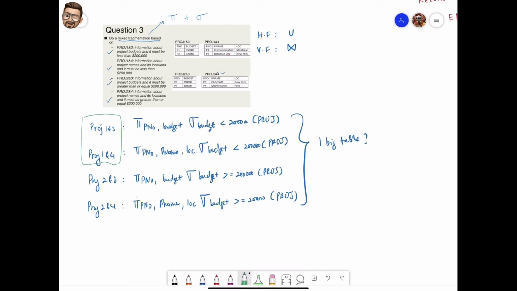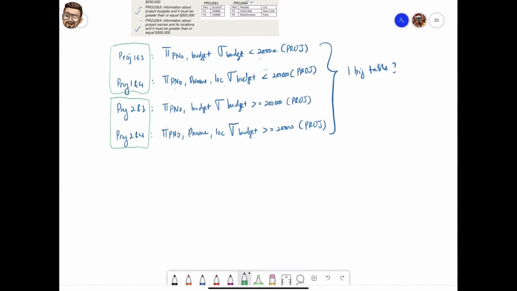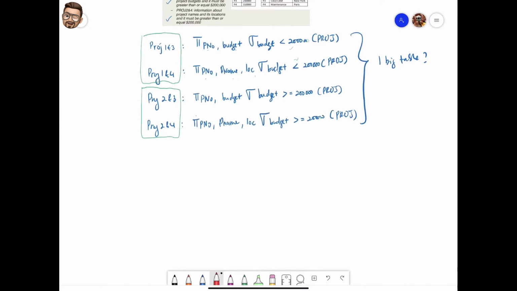Sorry, P13 and P14, and we combine P23 and P24. So this one is for the table with budget less than 200k. This one is for the fragment with budget greater than 200k. So what can we do? How to combine this one? This is the same thing, isn't it? 200k, 200k. So we have to combine this one to become one big table again. So what can we do? What can we do to reconstruct this one?